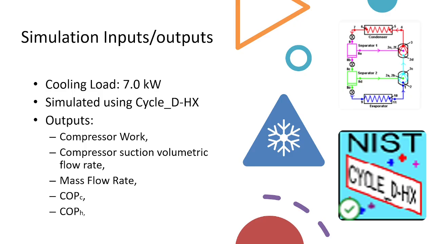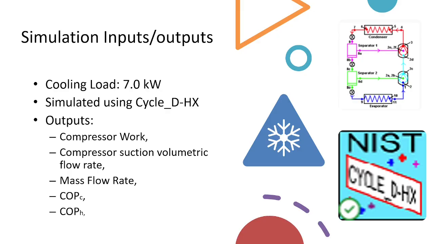Moving on to the heart of our analysis, that is the simulation inputs and outputs using Cycle DHX. We set a fixed cooling load of 7 kW, that is roughly equivalent to a 2-ton air conditioning unit, a common residential size. All refrigerants were tested under identical conditions, that is same heat transfer fluid temperatures at the evaporator and condenser, and fixed configuration for those components. This ensures a fair apple-to-apple comparison.